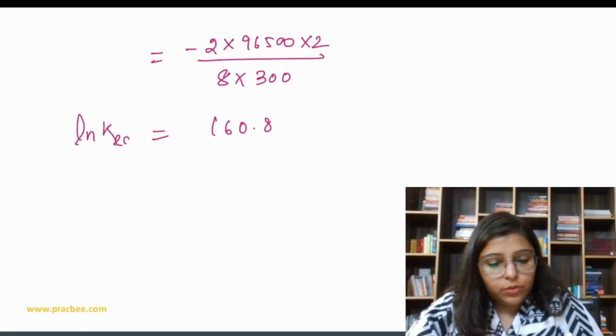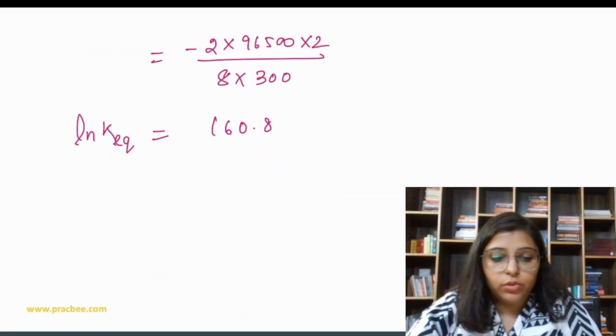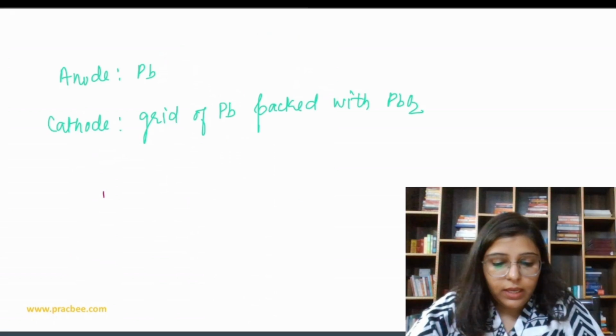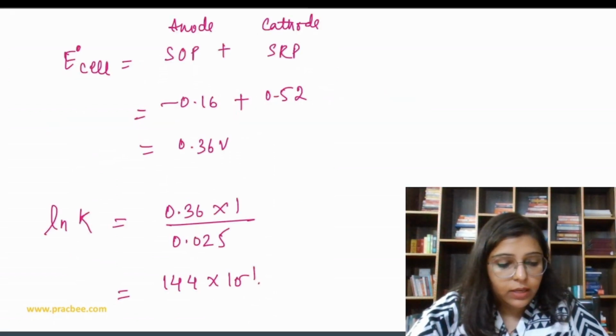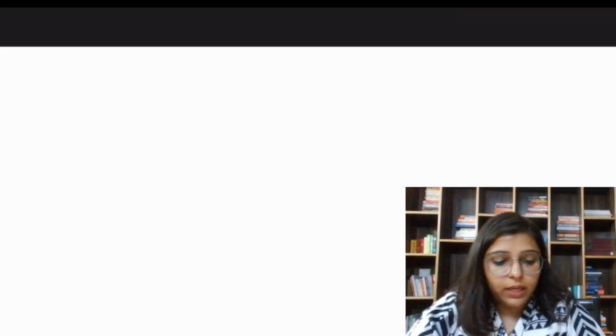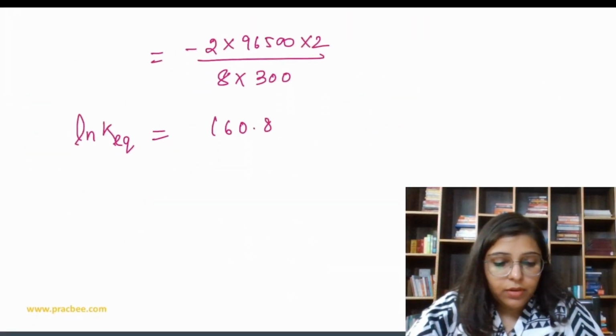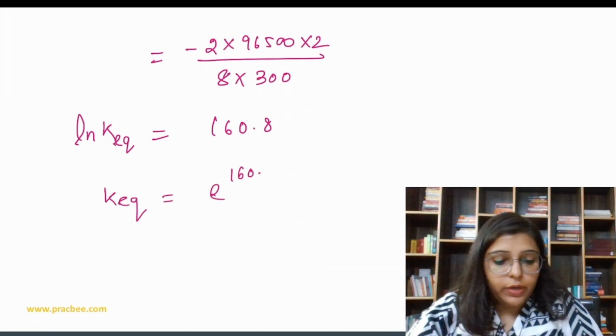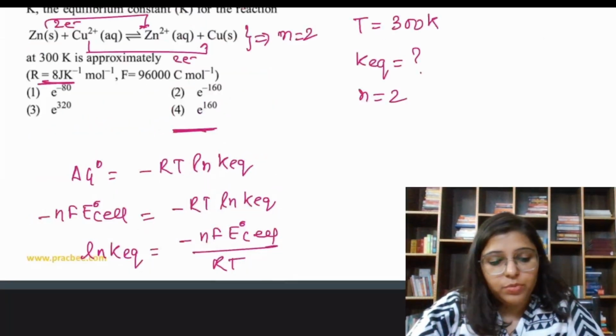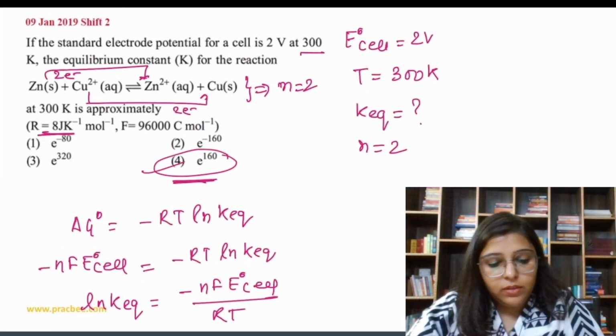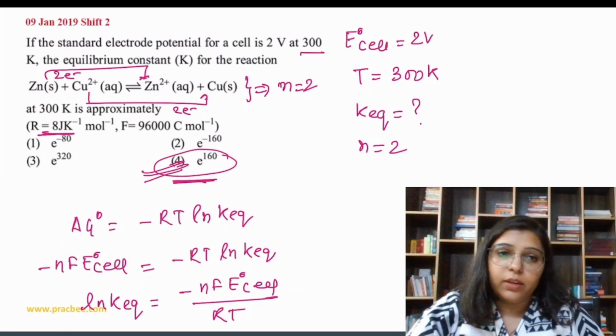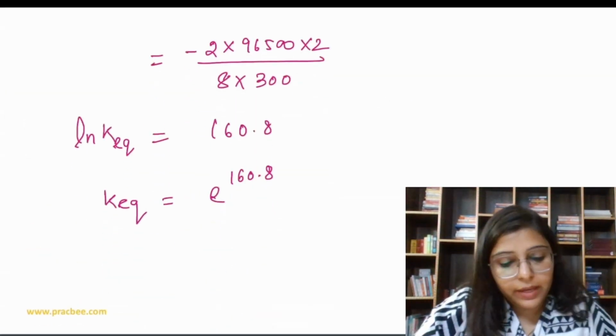So if I want to find K equilibrium, K equilibrium is going to be e to the power 160.8. And if we see the options, option number 4 is the correct one. Now let's do the next question.